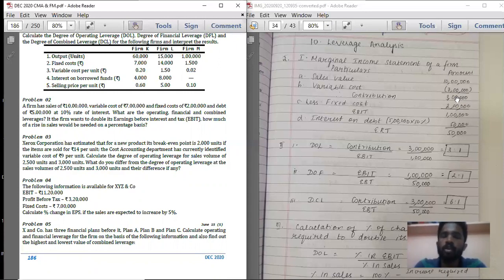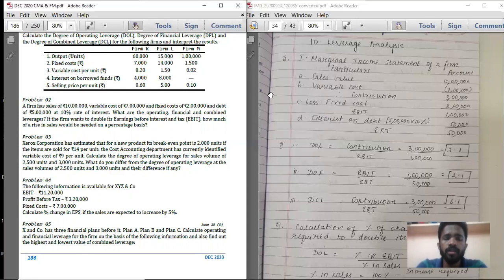(b) Variable cost. In the amount column, 7 lakhs within brackets. From sales, if you deduct variable cost, you will get contribution. Now total it: 10 lakh minus 7 lakh. In the amount column put 3 lakhs, in respect of the contribution.